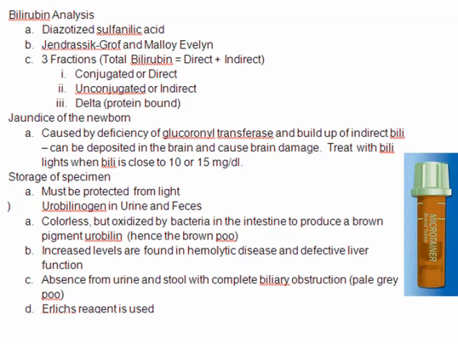We have the jaundice of the newborn, which I talked about briefly earlier, caused by deficiency of the glucuronyltransferase and buildup of that indirect bili. It builds up in the brain and can cause brain damage. Those little babies are treated with bililites when the bilirubin gets up to 10 or 15 milligrams per deciliter.